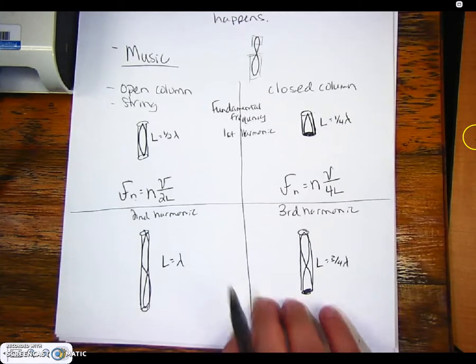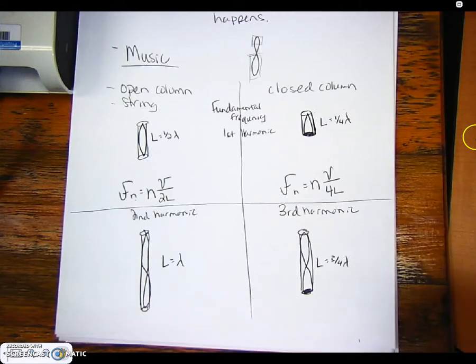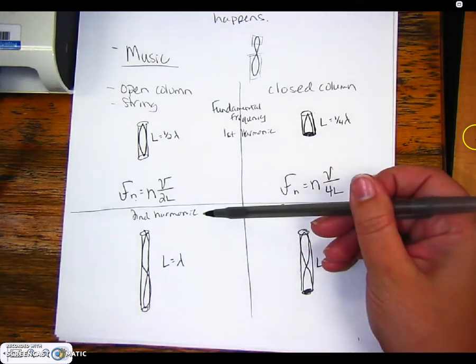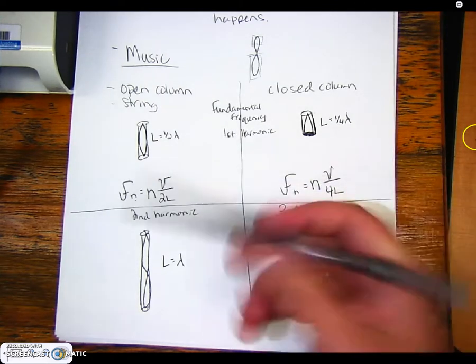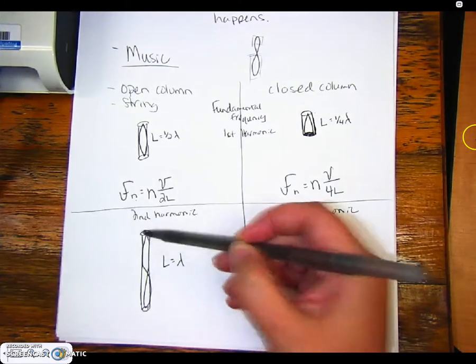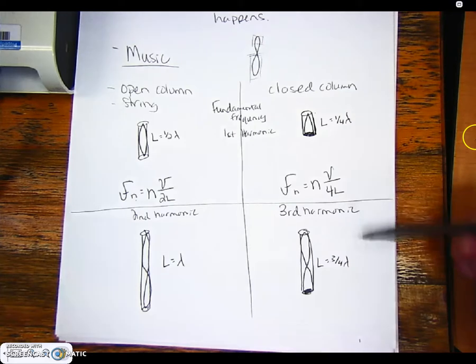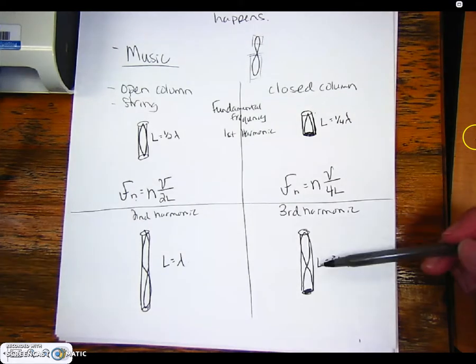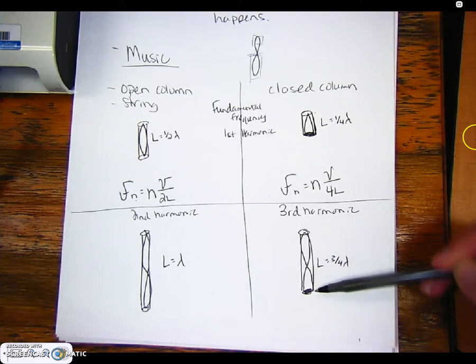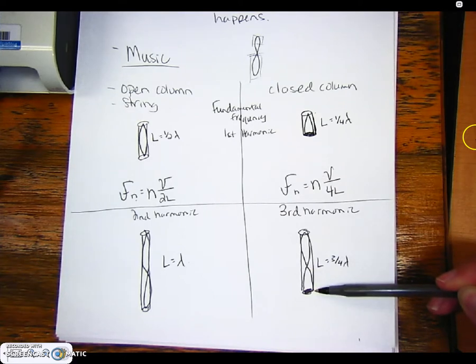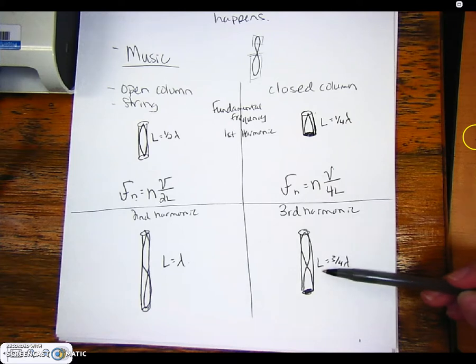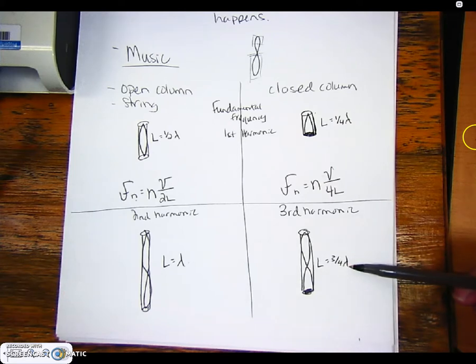If we were to look at the second harmonic, for an open column or a string, we see a node on each end, and the length would be equal to the wavelength. For a closed air column, we can't have a second harmonic because that would make it so there was a node on both ends, so we have to jump and only use odd numbers, which would be the third harmonic. So length is equal to 3/4 of the wavelength.